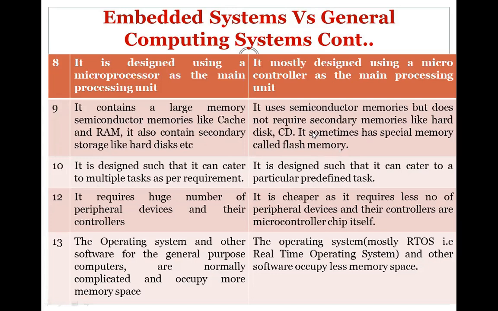A general purpose system is designed to do multiple tasks as per requirement, but an embedded system can cater to a particular predefined task. A general purpose system requires a huge number of peripheral devices and their controllers. An embedded system is cheaper as it requires fewer peripherals. The OS and other software systems of a general purpose system are normally complicated and occupy more memory space, whereas in an embedded system, the RTOS and other software occupy less memory space.